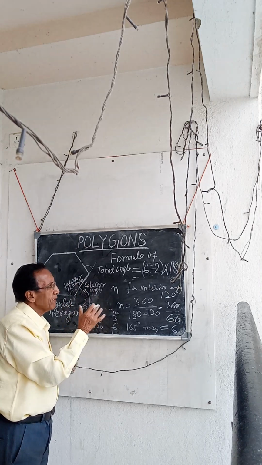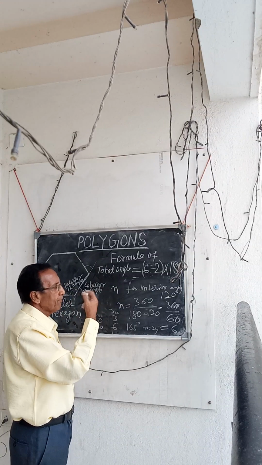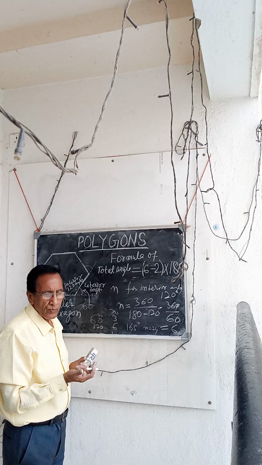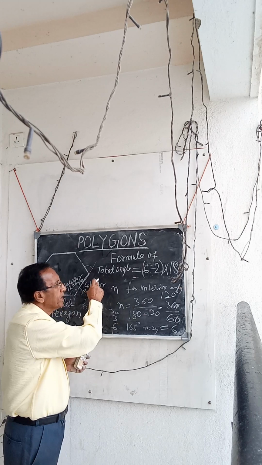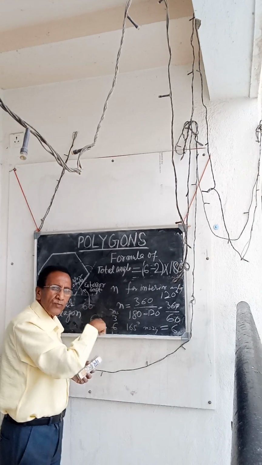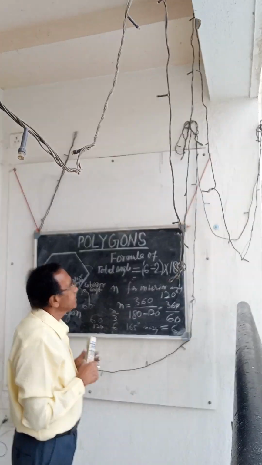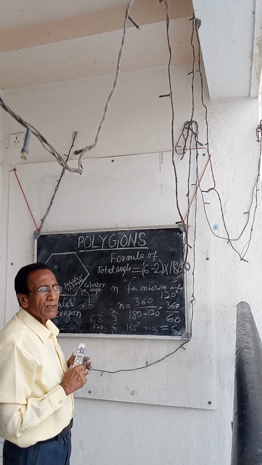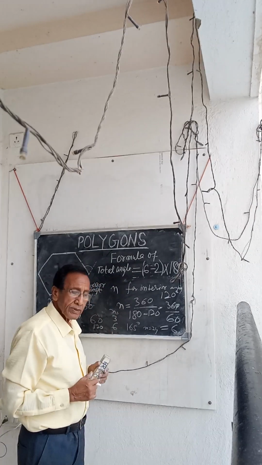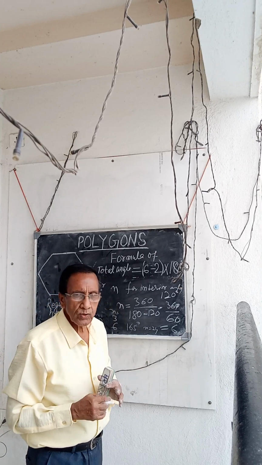So this is the main aspect: how to find the angle and how to find the number of sides. One will be given, another you have to find out. If the angle is given, then you find the number of sides. If the number of sides is given, then you find the angles. So these are the main important facts of the polygon. If you understood about the angle and sides, the concept of polygon is almost clear. Thank you very much.